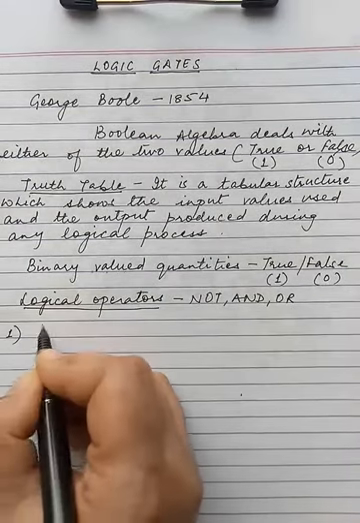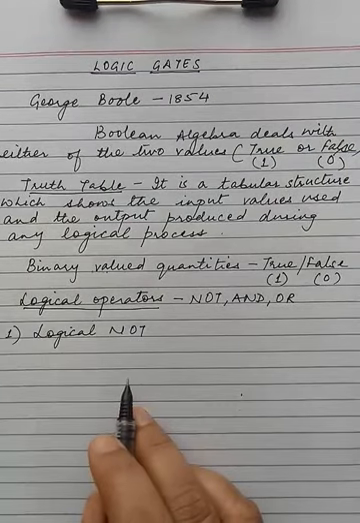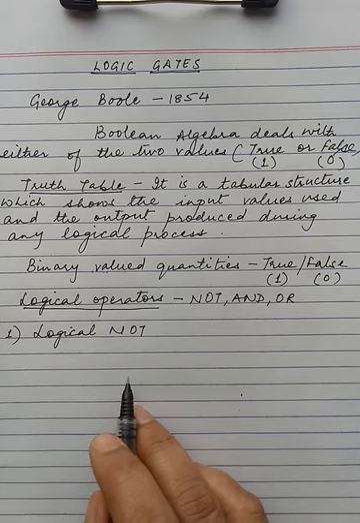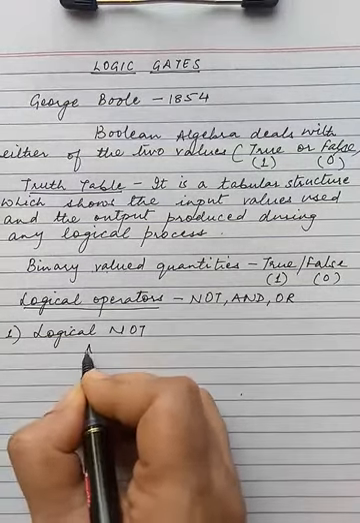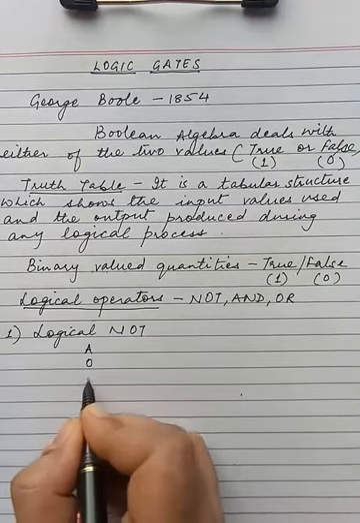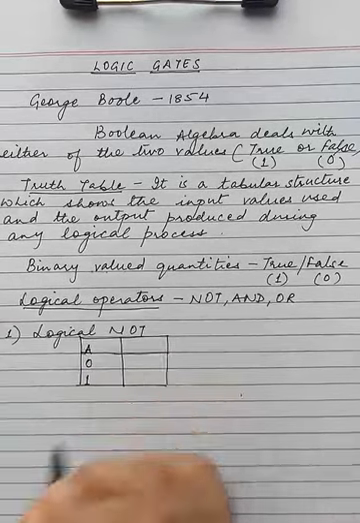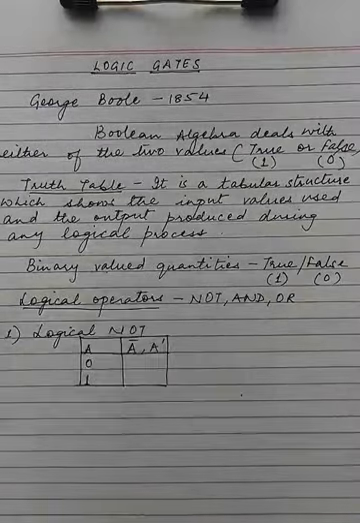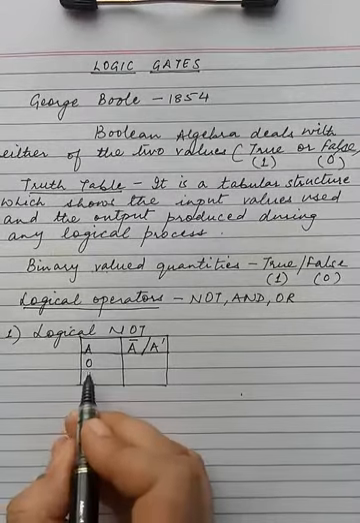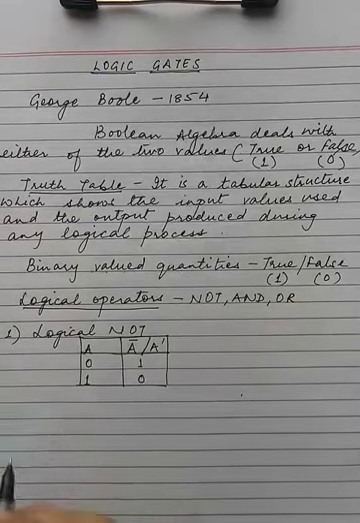The first is the logical not. This operator provides the complement of the given binary valued quantity. That is, if the input is 0, the output is 1. If the input is 1, the output is 0. How do we make a truth table of it? Let us take the variable as A. The input values can either be 0 or 1. For not we write A bar, or we can write A complement. It means the same. So when input is 0, output is 1. When input is 1, output is 0. This is the truth table of logical not.